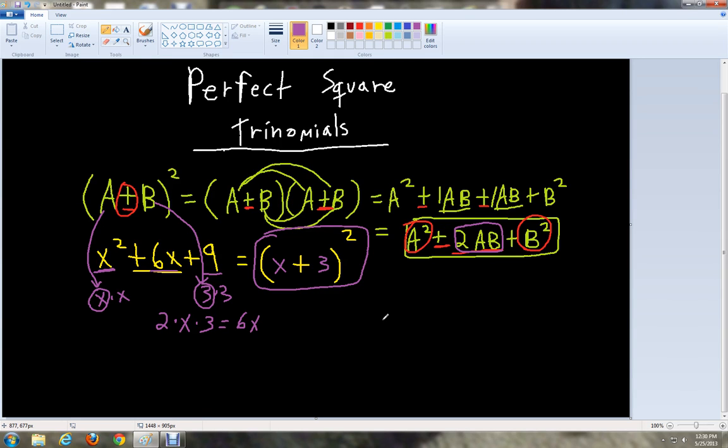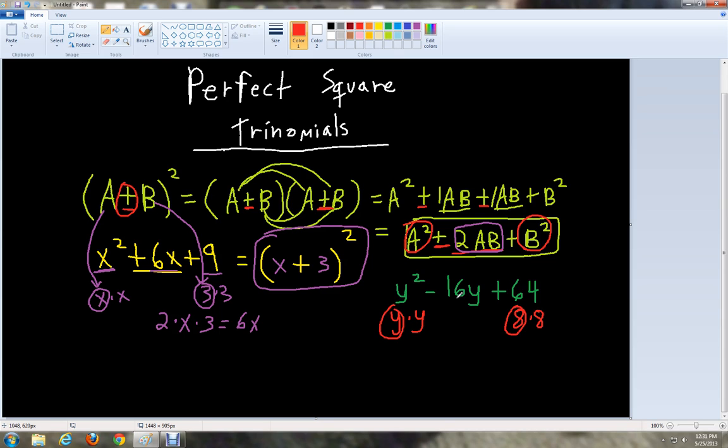Okay, so let's look at another example. If we have y squared minus 16y plus 64. We know that y squared is y times y, so that could be our a term. And then 64 is 8 times 8, and that would be our b term.